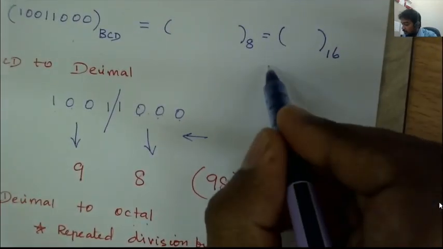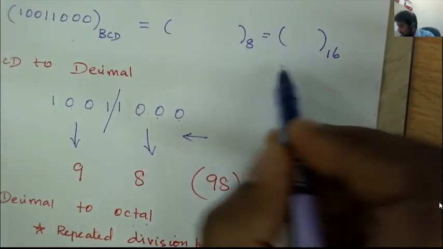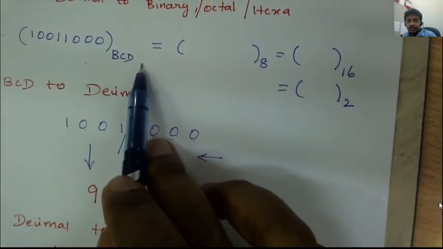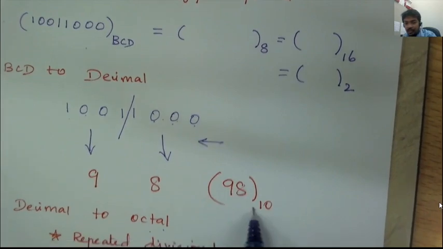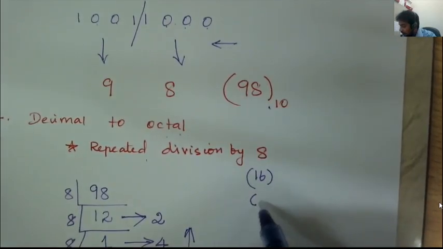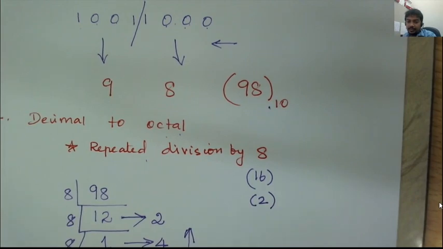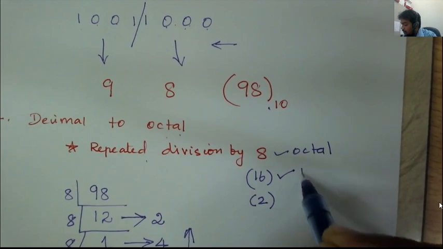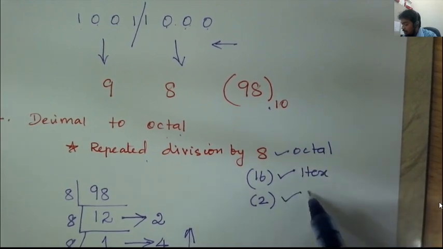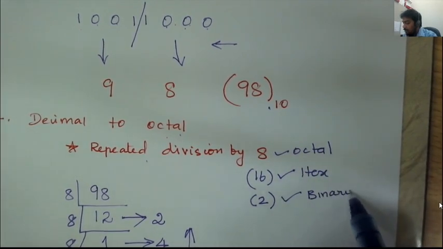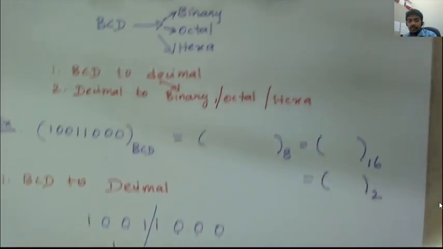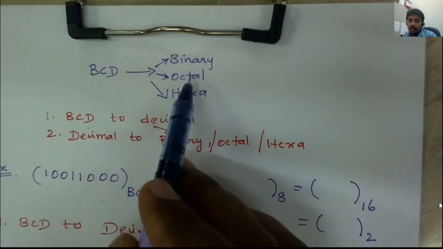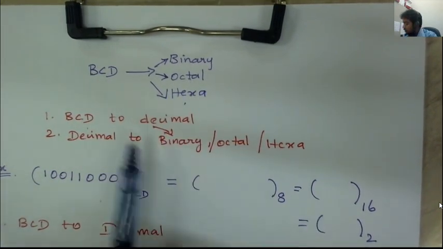In case you are asked to get the binary equivalent of this BCD, what should you do? After converting to decimal, this decimal should be divided by 2 repeatedly. So this is for octal, repeated division by 8, this is for hexa, repeated division by 16, and this is for binary, repeated division by 2. So that's all about the conversion from BCD to binary, octal and hexa. Thank you.